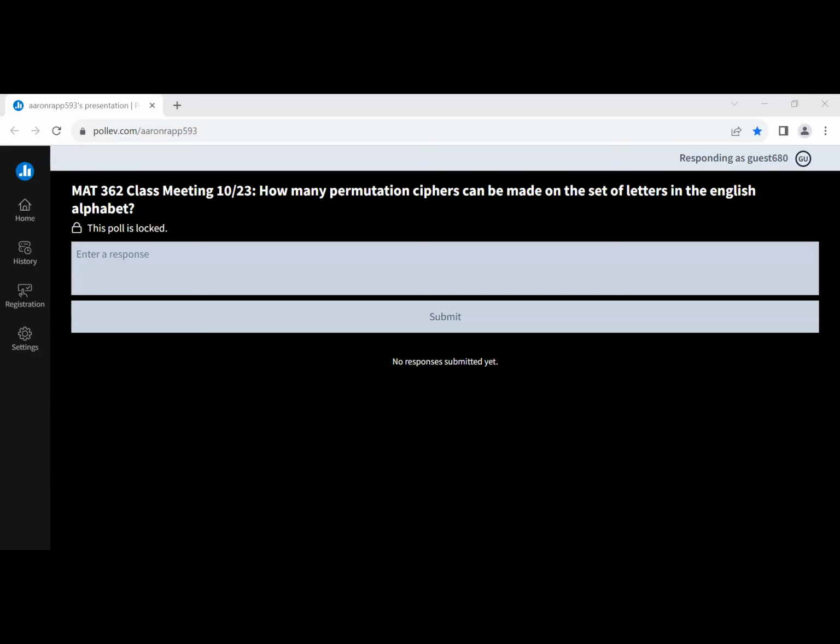Okay, yeah, I see what you're saying. I couldn't do approximate, and I didn't write out the whole thing, so I just put equal. That's what most people did, 26 factorial, because that's the exact number, right? That is the exact number. Cool. Any questions before I begin today?